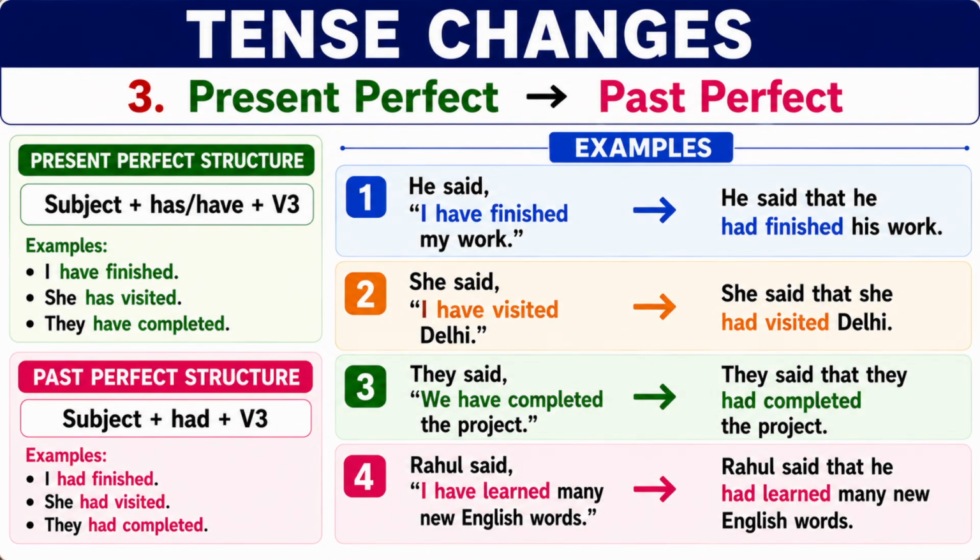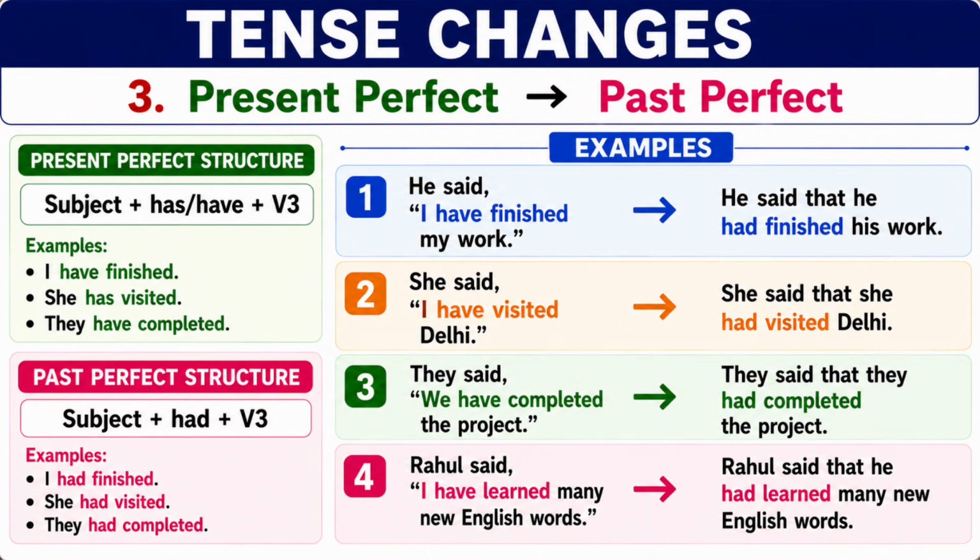The third tense change is present perfect changing into past perfect. The structure of present perfect is subject plus has or have plus third form of the verb. Examples are, I have finished. She has visited. They have completed. The structure of past perfect is subject plus had plus third form of the verb. Examples are, I had finished. She had visited. They had completed.